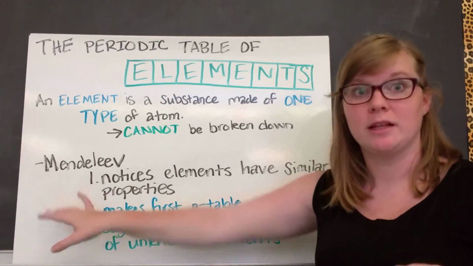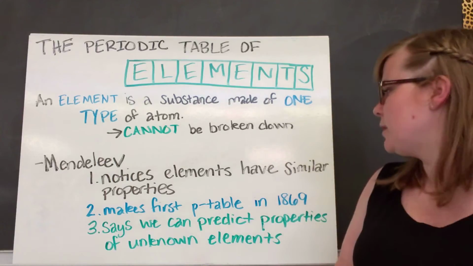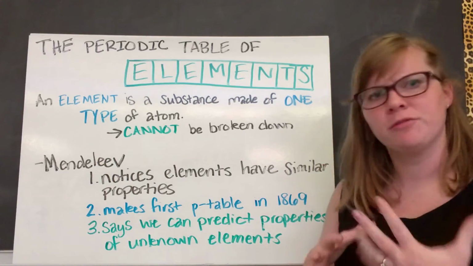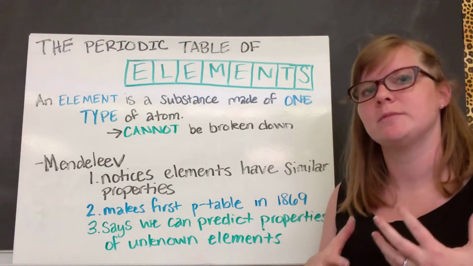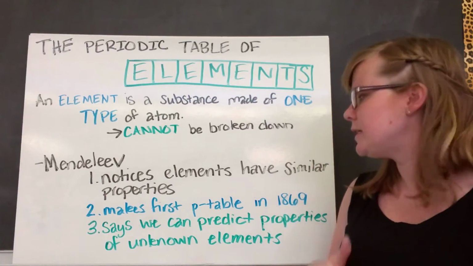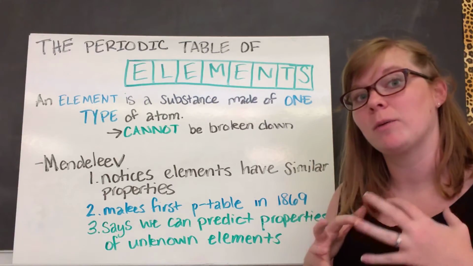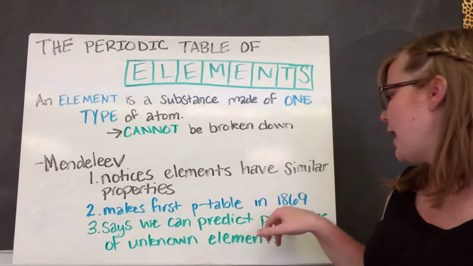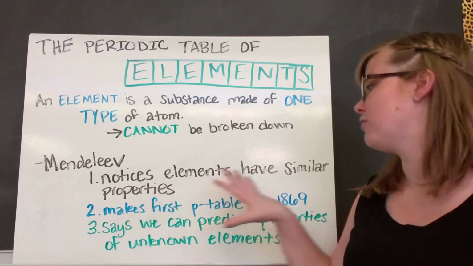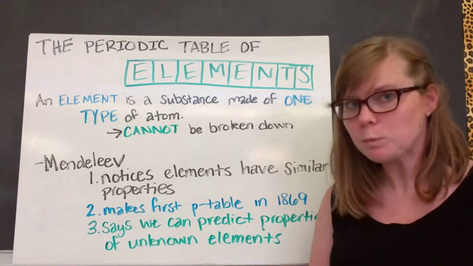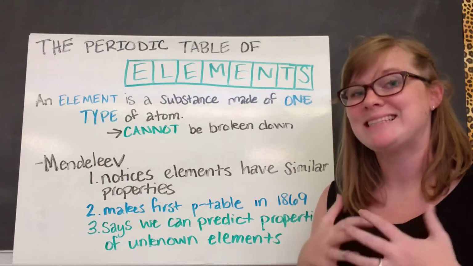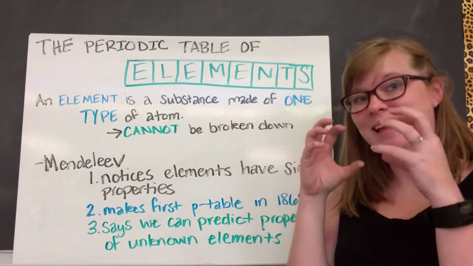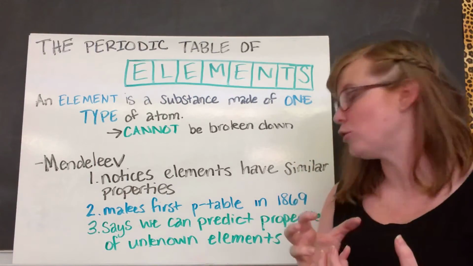Now, Dmitri Mendeleev, he's our guy here. So Dmitri Mendeleev is the first one to really notice that some elements seem to have similar properties. And once he notices that, he decides he's going to figure out a way to organize them. So in 1869, he's actually going to make the first periodic table. Now, when this happened, we only had 63 elements. So there were giant gaps in his periodic table.